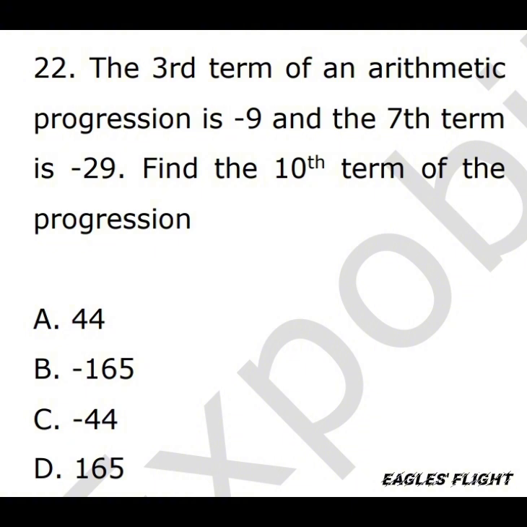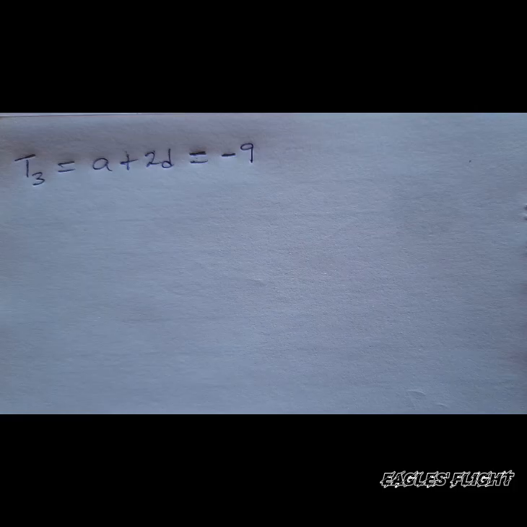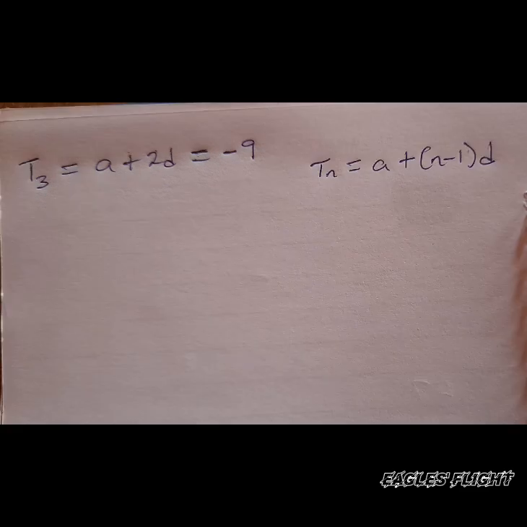Now the third term is given as minus 9, so we can establish that by saying T3 equals A plus 2D equals minus 9. Well, let's remind ourselves that the nth term of an AP is given as Tn equals A plus (n minus 1) times D, where A is the first term and D is the common difference, and n is the number of terms.